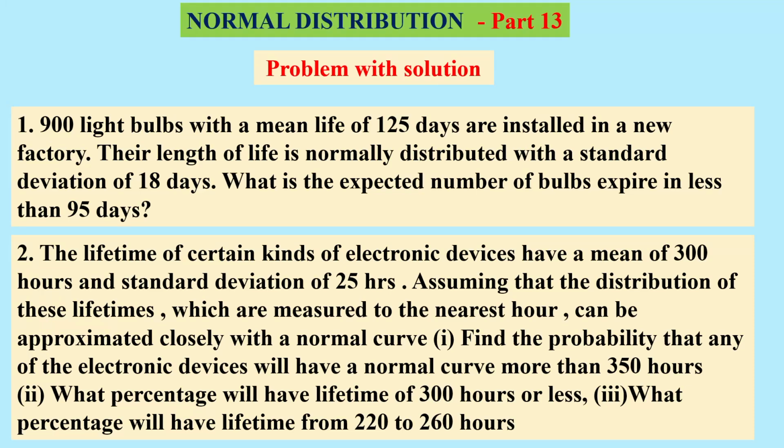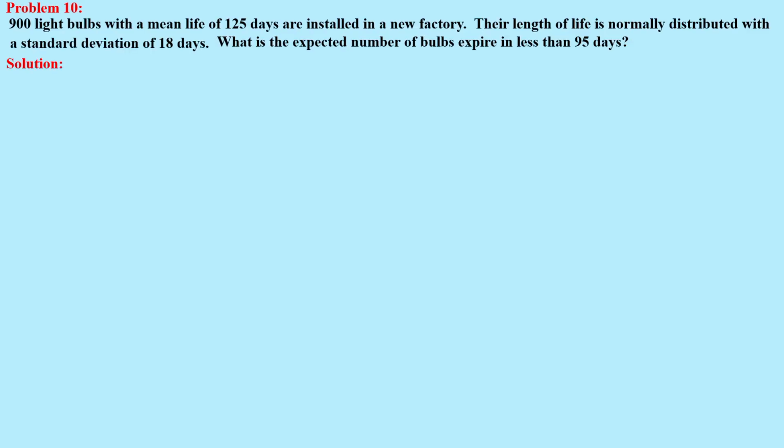First problem: 900 light bulbs with a mean life of 125 days are installed in a new factory. Their length of life is normally distributed with a standard deviation of 18 days. What is the expected number of bulbs that expire in less than 95 days? That is the question. We'll see the solution.